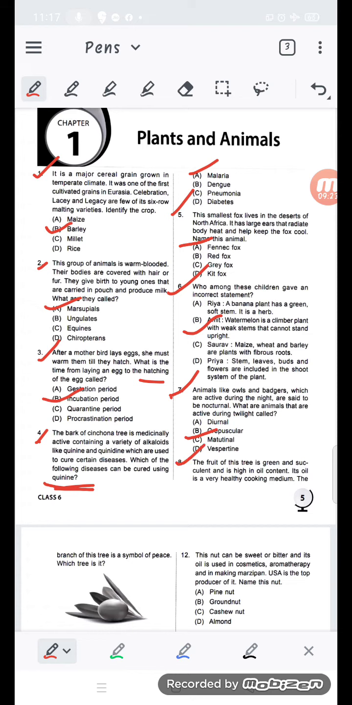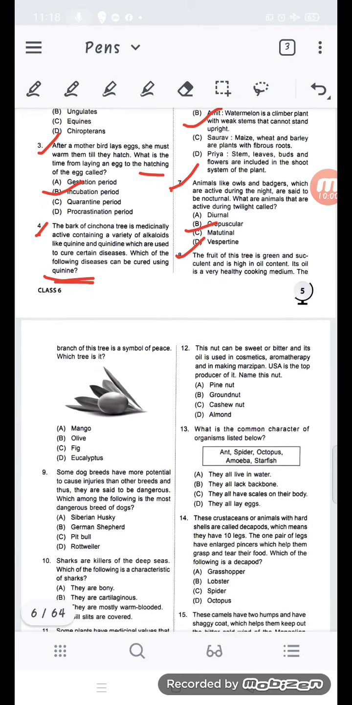Question number 8. We are coming to question number 8. The fruit of this tree is green and succulent and high in oil content. Its oil is a very healthy cooking medium.